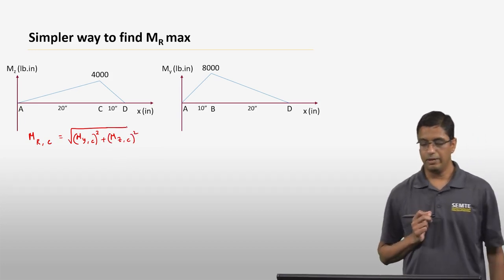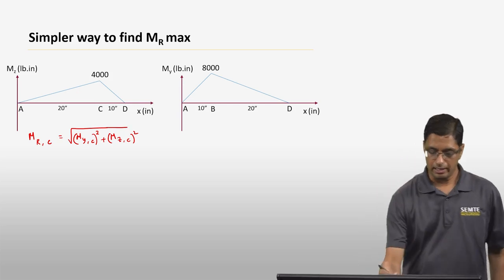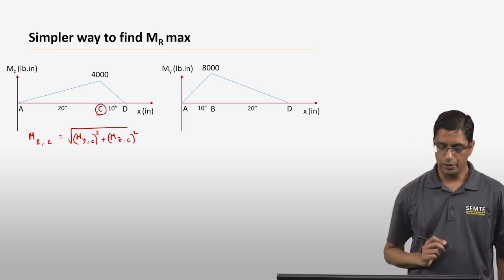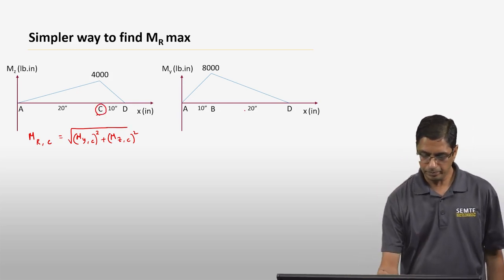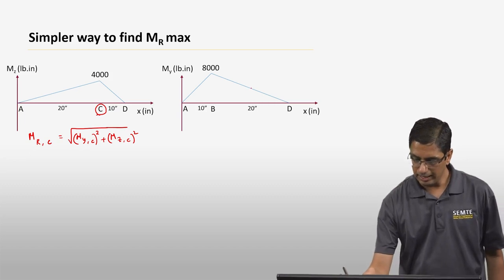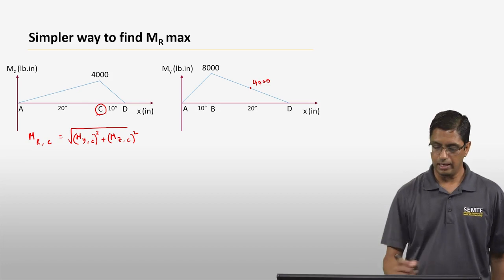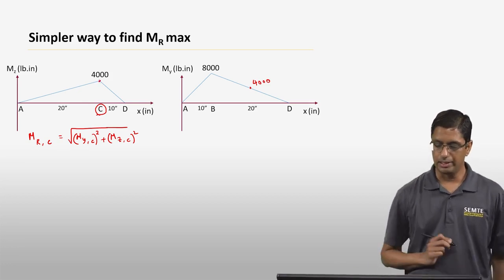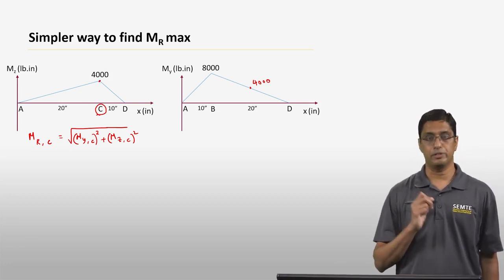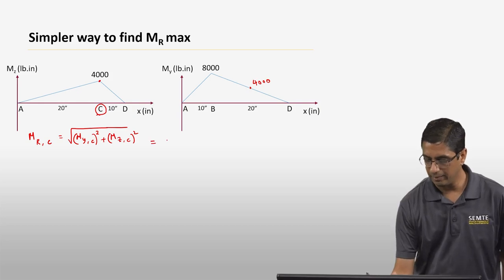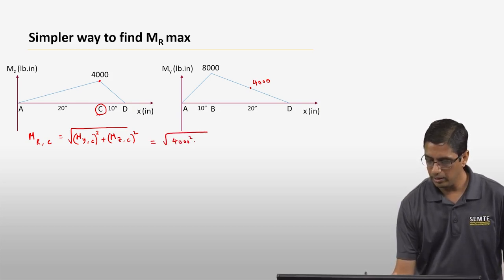Okay? Now, at this point C, you have my, which is here, that is going to be equal to 4,000. Okay? And the value of mz at point C is also 4,000. So essentially, you basically have MR at C equal to square root of 4,000 square plus 4,000 square.